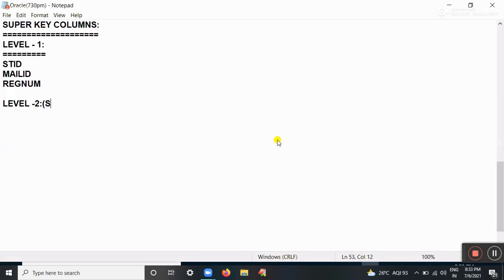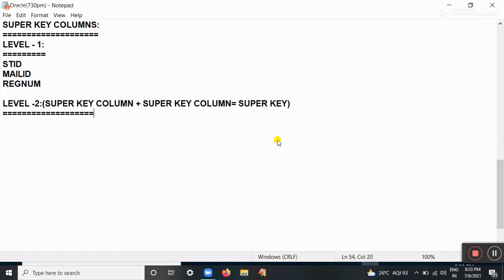Level 2, what was it, guys? Super key column plus super key column is equal to, so any two super key columns are again a super key. Super key, again super key. So that means, can I say like this? In level number 2, student ID plus mail ID, can I say this combination is a super key?